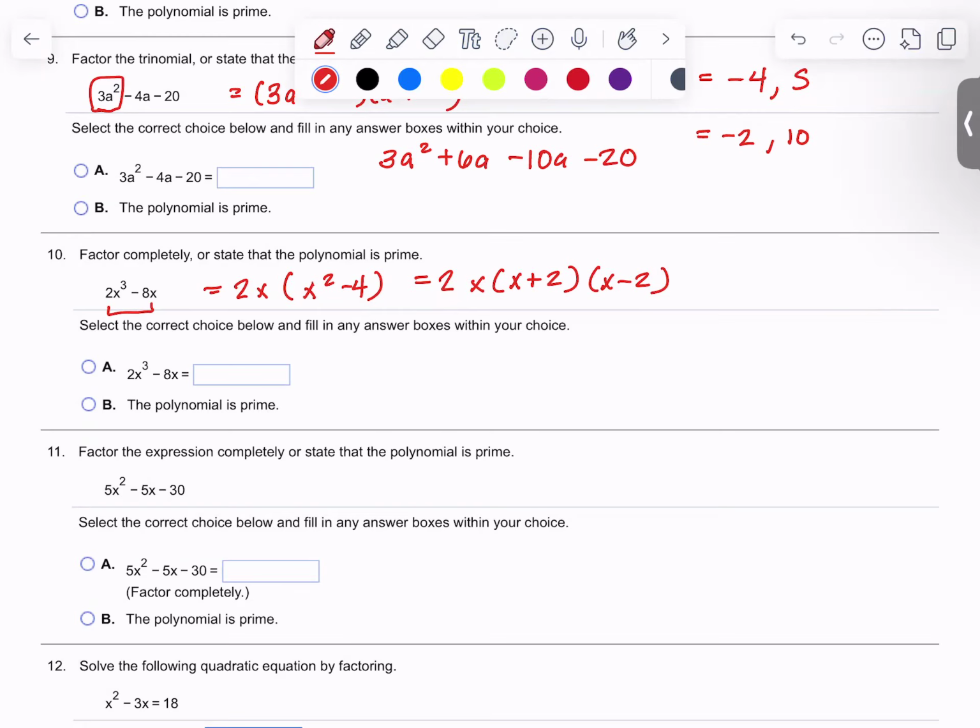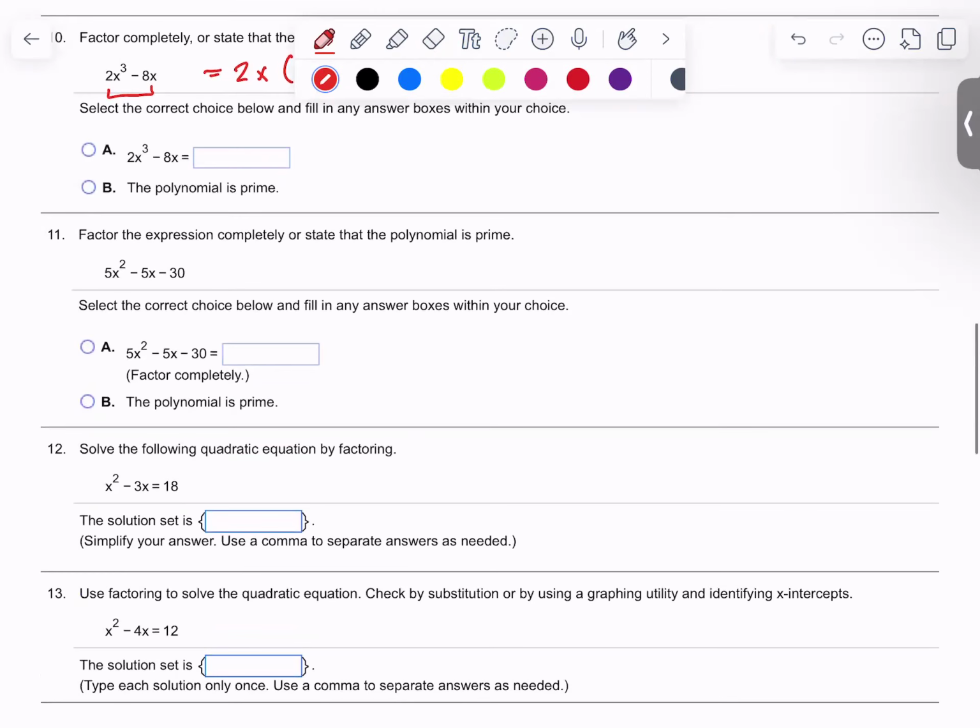Factor the expression completely or state that the polynomial is prime. I'm going to factor out 5 first. And that's going to be x squared minus x minus 6. And so now I need factors of -6 that add to -3. That's going to be -3 plus 2. I don't know what I just said, but it should be two factors of -6 that add to -1. So that would be -3 and plus 2.